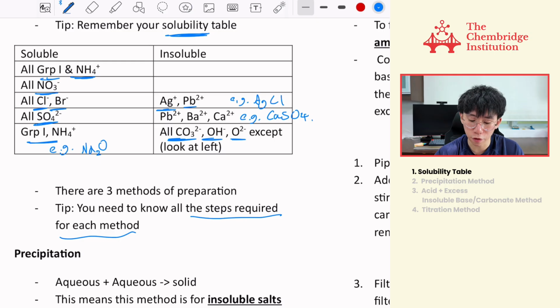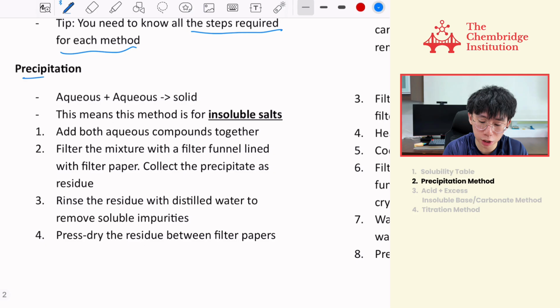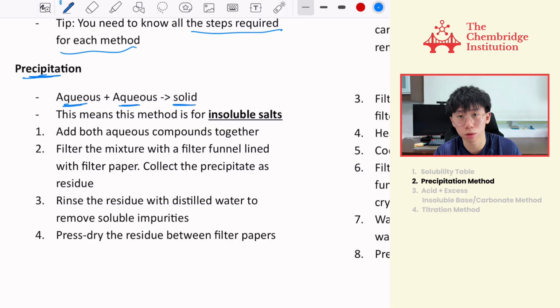So for our first method, it is precipitation. The general equation for a precipitation reaction is an aqueous plus aqueous reaction to give us a solid salt. Again, you must have 2 aqueous compounds reacting together to give a solid salt, aka an insoluble salt, at the end. So this means that this method is mainly for insoluble salts. Hint hint, that's why our solubility table is very important.